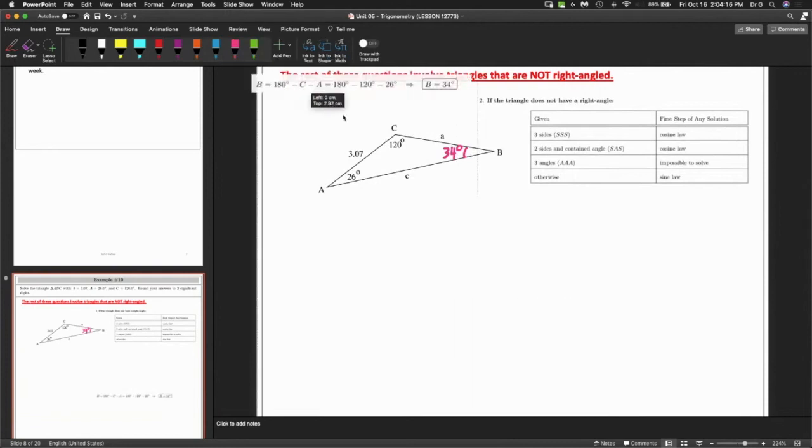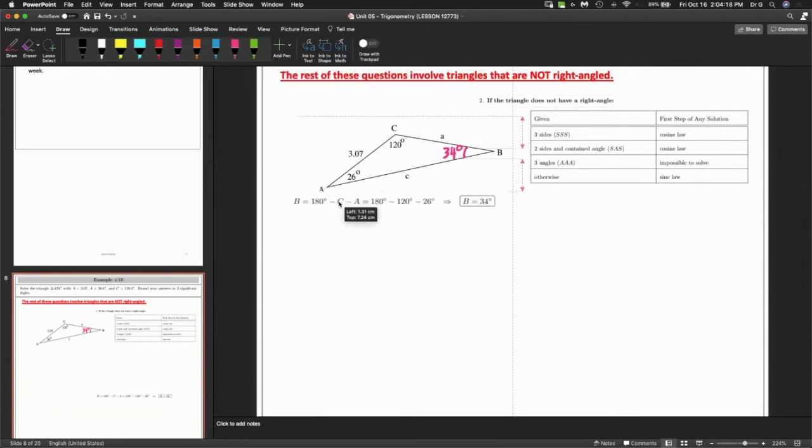You have to use the sine and cosine law. So let me just put that over there. That's the first thing that you do. So now you have to figure out whether it's sine law or cosine law. So I've made a little flow chart here, or a table, I should say, to help you with that.